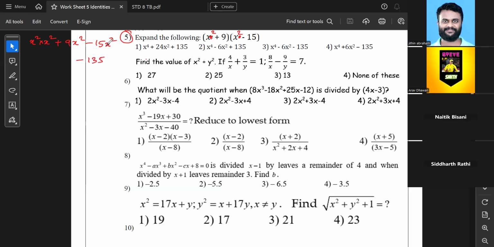So 9 minus 15 gives you minus 6. So you have x raised to 4, you have minus 6 and x raised to 4 minus 6 and minus 130. That is option 3. That is your correct answer.